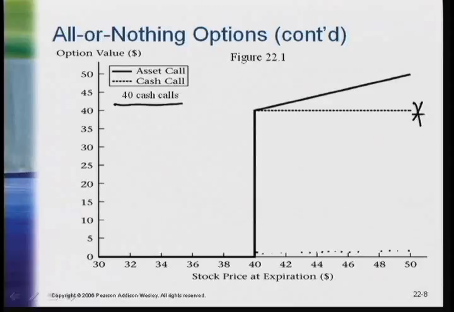That's correct, because obviously for each value of the stock price above 40, because the entire stock is being paid, the holder of the option is getting value equal to the value of the stock. And then we have here 40 cash calls. We can produce a comparable diagram for puts.